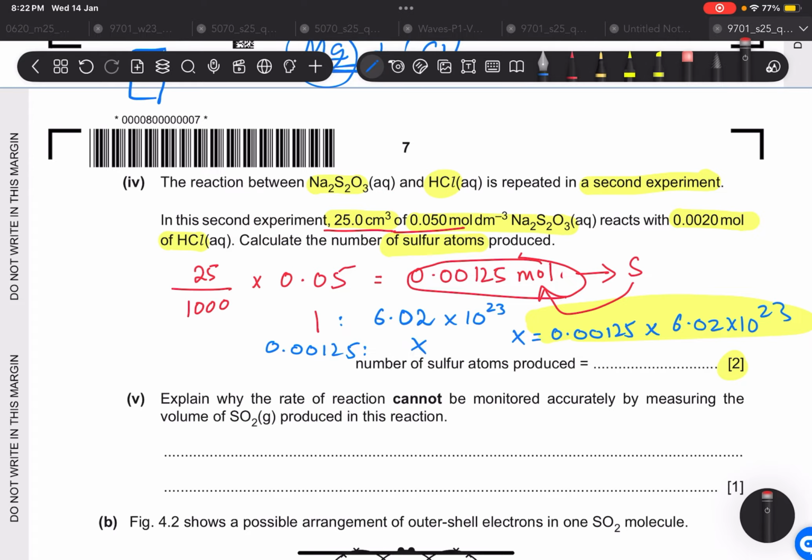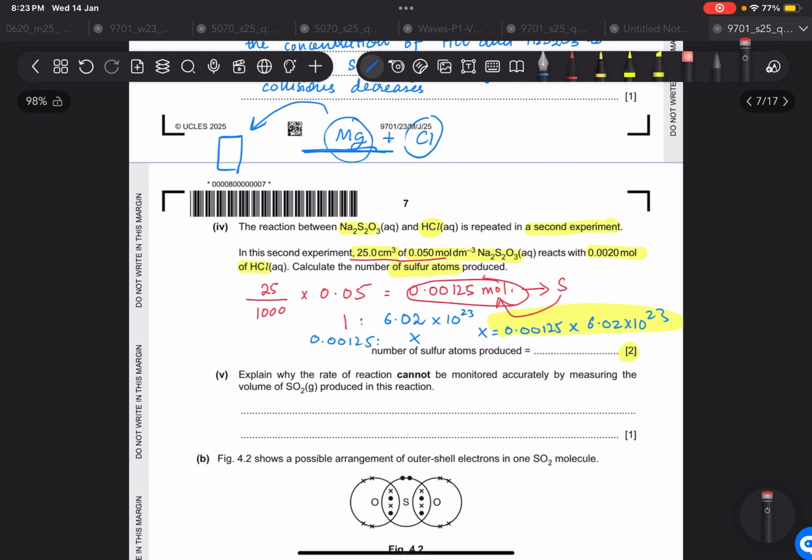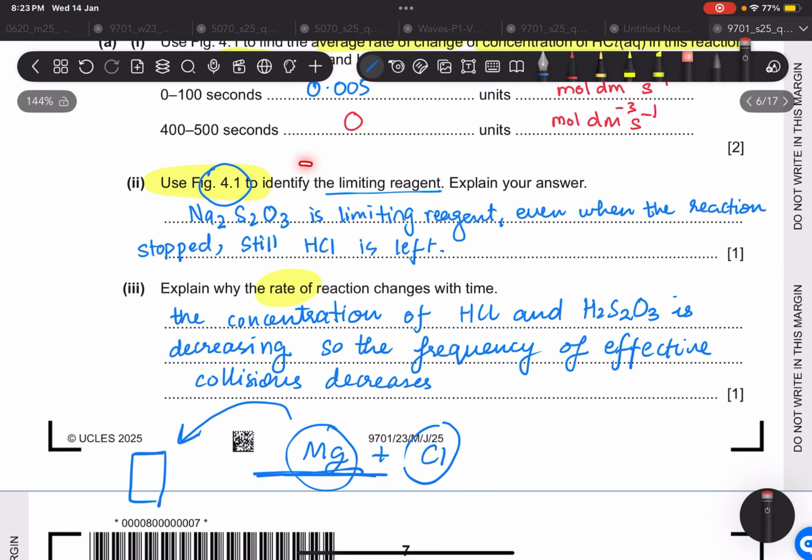Over here, even though I highlighted the words in a second experiment, I never realized that if the second experiment is happening, then I don't have to consider that my Na2S2O3 was the limiting reactant in the first experiment. I need to now think in terms of the second experiment, that this can now be the excess reagent, can now be anything. Before, I was keeping that in mind. The examiner is so clever. He just asked me this, over here, identify the limiting reactant.